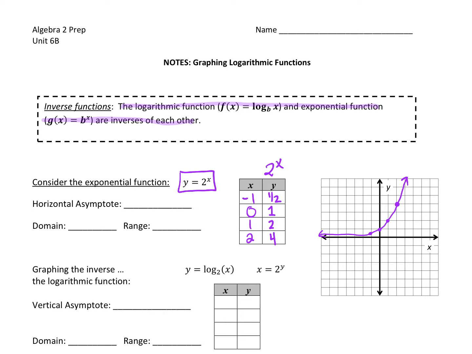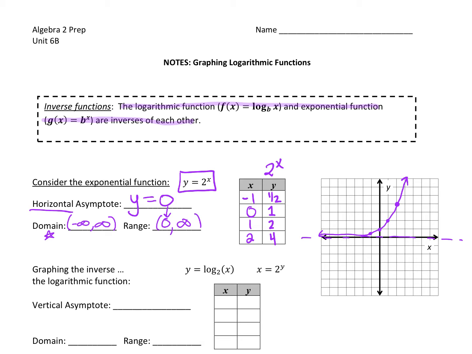Now, exponential functions have a horizontal asymptote at y equals, well in this case it's going to be at y equals 0 because there's no up or down shift. The domain for all exponential functions is negative infinity to infinity, and the range is going to be 0 to infinity because it's going to correlate with this asymptote.